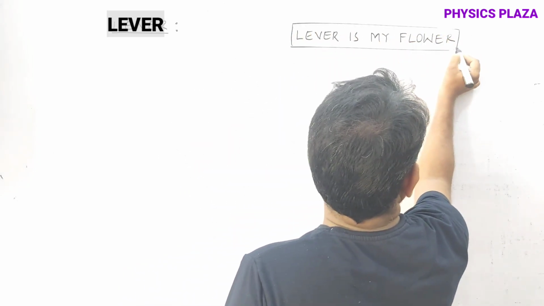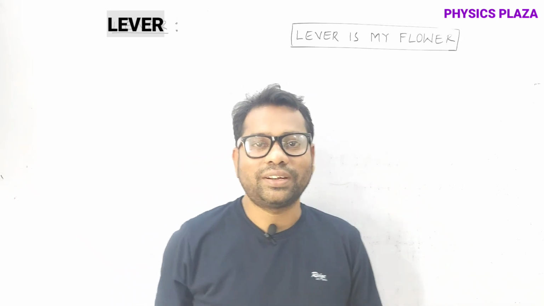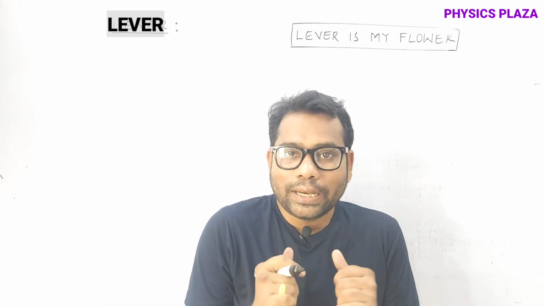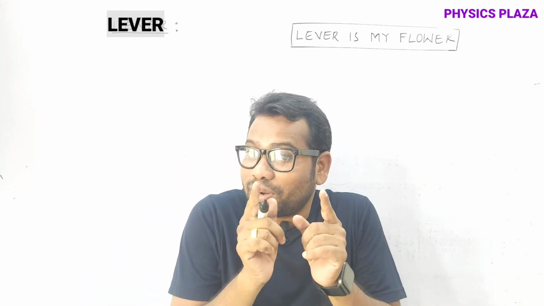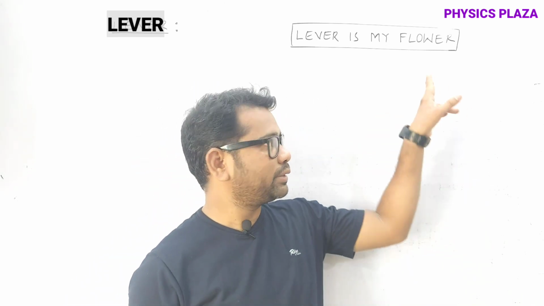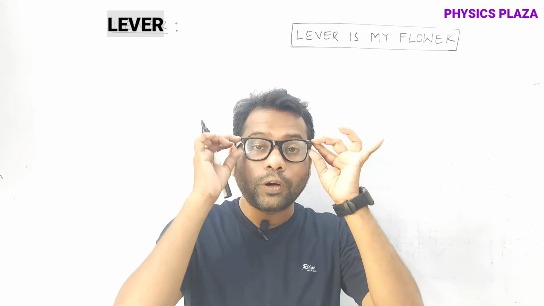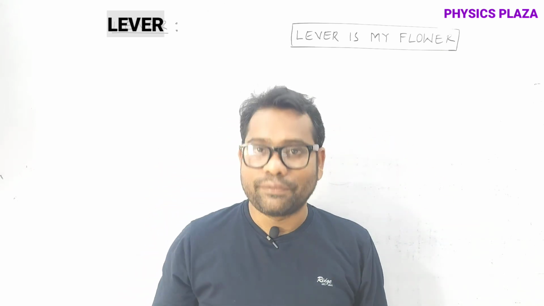So just recite it like a rhyme. Lever, lever, you are my flower. Can you say it once again? Lever, lever, you are my flower. Okay, that's fine. I'll tell you the plus point of remembering this. We can remember the types of levers easily, children. Yes, it seems to be funny, but really we can remember all classes of levers without any confusion.